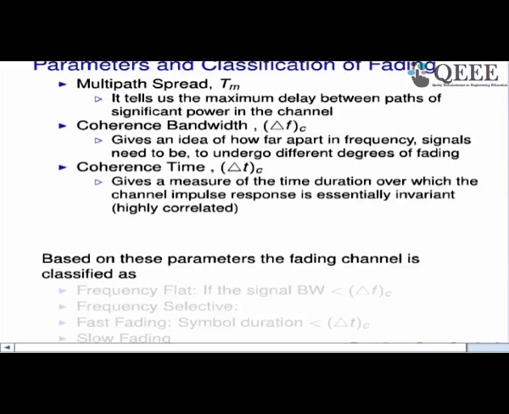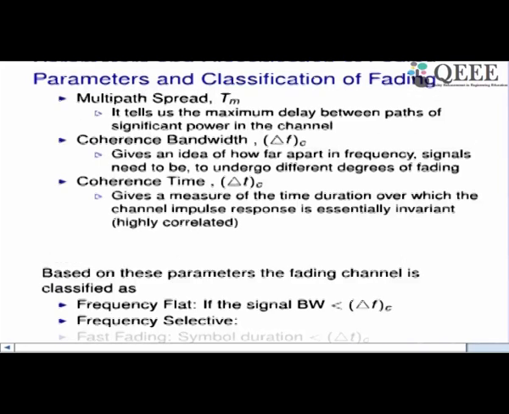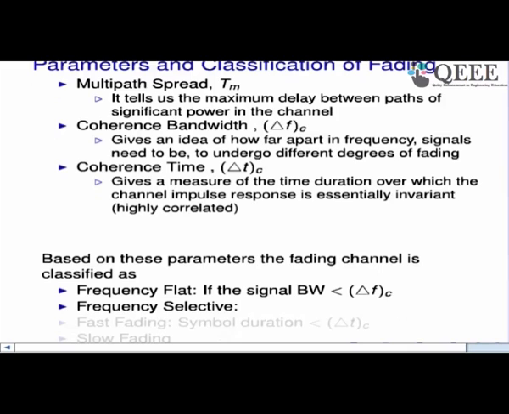So that's why it is called a frequency flat channel. All parts of the signal receive the same attenuation. In contrast, if the bandwidth is greater than or comparable to the coherence bandwidth, then different frequency components of the signal will undergo different fades. This leads to a very different sort of distortion that has to be taken care of, and OFDM is one technique that takes care of that. Okay, I hope you are following me.